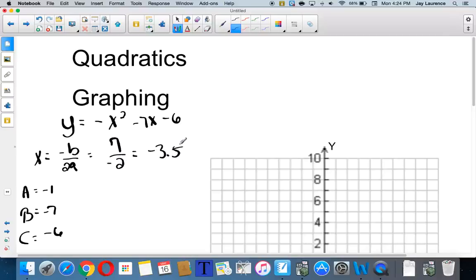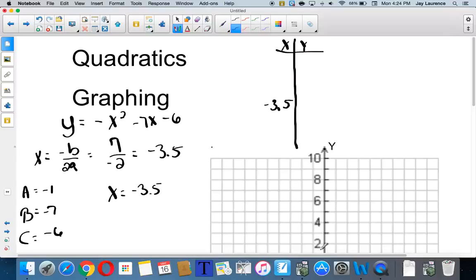Now that's only the x coordinate of the vertex. That is not the vertex, right? That is only the x coordinate of the vertex. By the way, I just found the axis of symmetry, didn't I? Yeah, the axis of symmetry is not -3.5. It's x equals -3.5. Right? An axis of symmetry has to be an equation. Now I have to find the y-coordinate, and that's pretty easy to do.